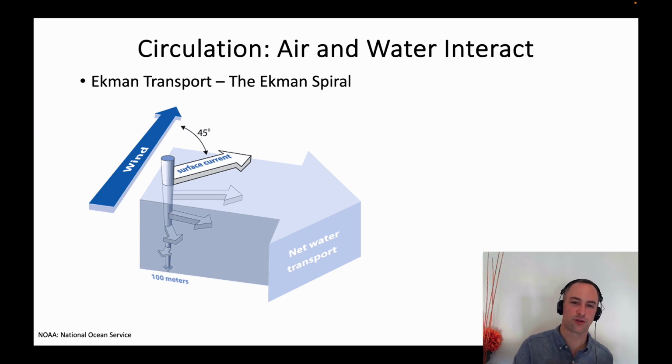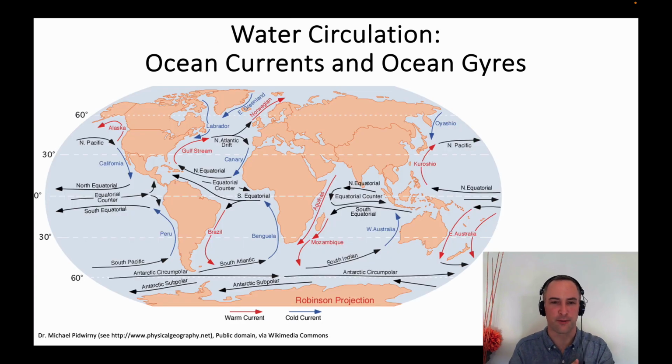So you end up with a net transport of water in the northern hemisphere to the right, in the southern hemisphere to the left. So essentially you get this deflection directly 90 degrees to the wind pattern. So what this presents is, as you figure you've got these northeasterly trade winds around the Canary Islands, you end up with a net transport of this equatorial current toward the Caribbean off of Africa.